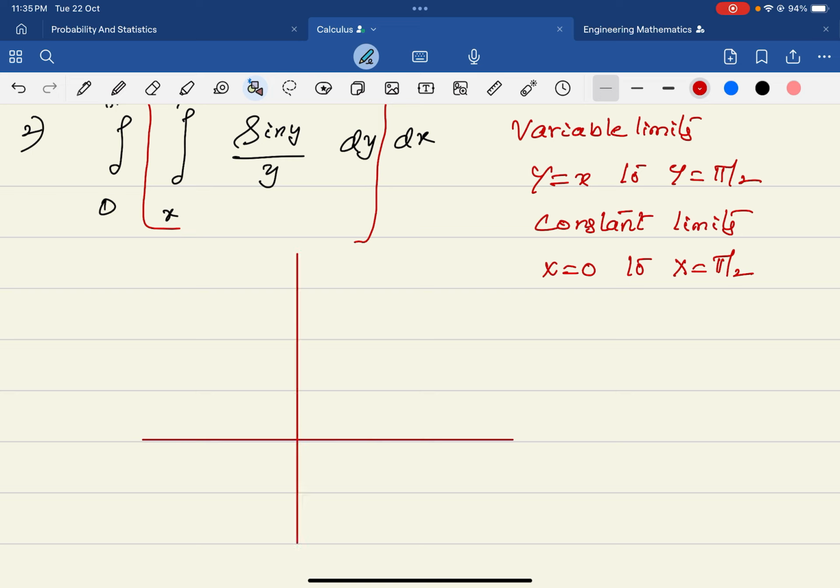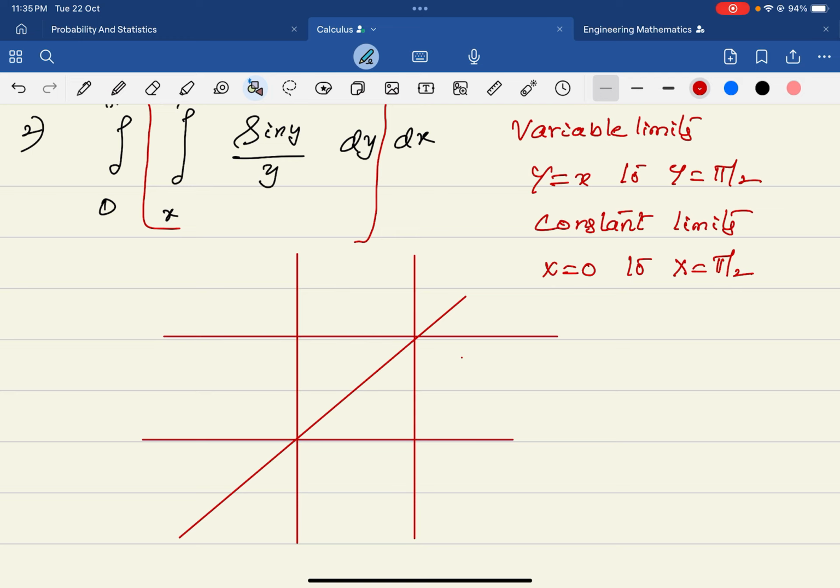X and y axis. Now what are the equations we have first? Y equal to x, the straight line. Y is equal to x you have, and the straight line y is equal to pi by 2 you have, and the straight line x is equal to pi by 2 you have. So just like the previous problem, little change, that's it.